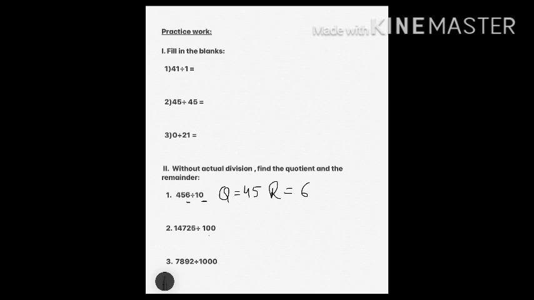Now in this case, if we divide by 100, then the digits at ones and tens place will become the remainder, and the remaining will form the quotient.